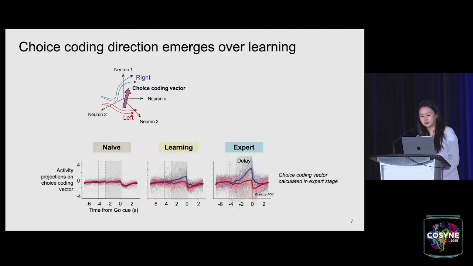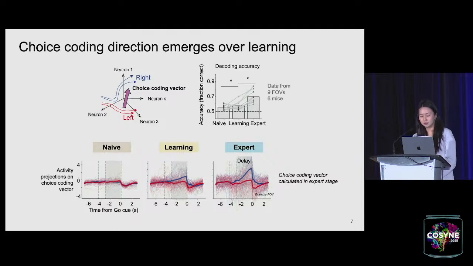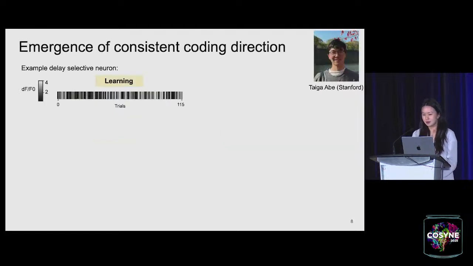To quantify this effect over animals, we decode trial type from the choice vector separation at the end of the delay, and over all fields of view, the decoding accuracy improves. So at the same time, we noticed something else unusual over learning. In the learning stage, we saw variability in the activity of neurons. To illustrate this, I'm showing you the mean delay activity of a single neuron in the learning stage.